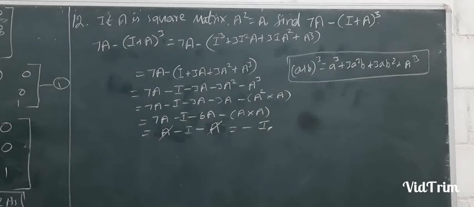This is the answer of 7A minus (I plus A) the whole cube value.